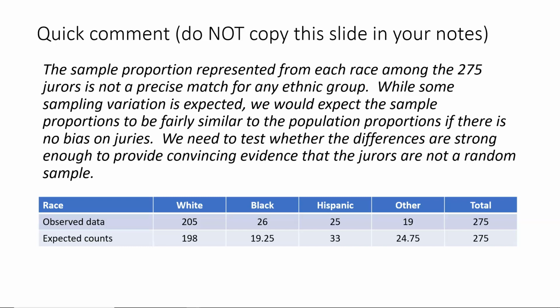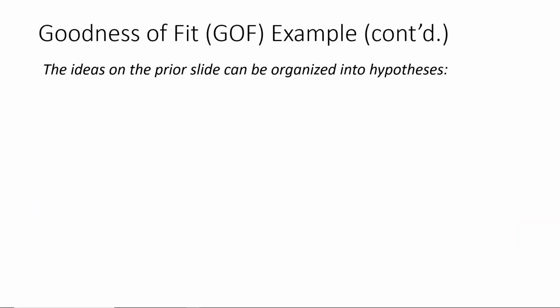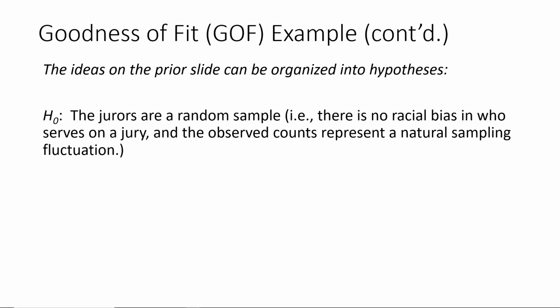We need to test whether the differences are strong enough to provide convincing evidence that the jurors are not a random sample. So the ideas on the prior slide can be organized into some hypotheses, and here they are listed on the slide. First, we have our null hypothesis, which says that the jurors are indeed a random sample. That is, that there's no racial bias in who serves on a jury, and the observed counts represent a natural sampling fluctuation. You wouldn't need to write the i.e. if you were doing this on paper. I'm just providing that as an explanation for this null hypothesis.